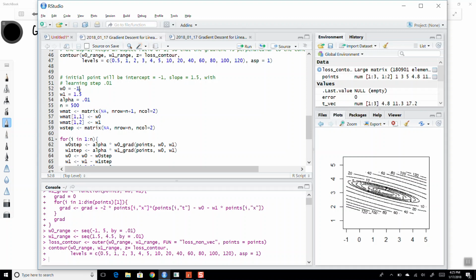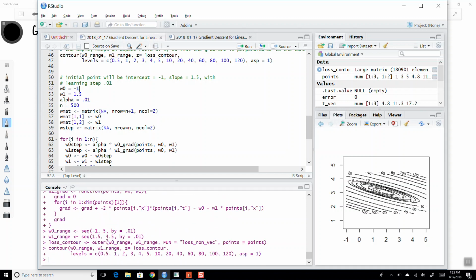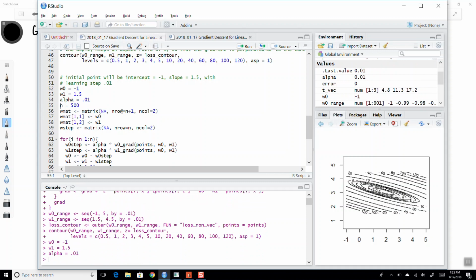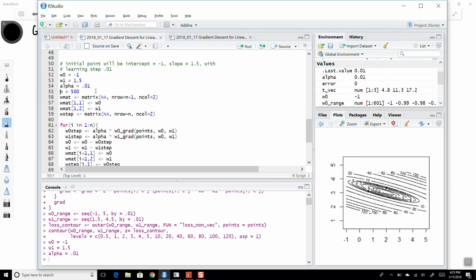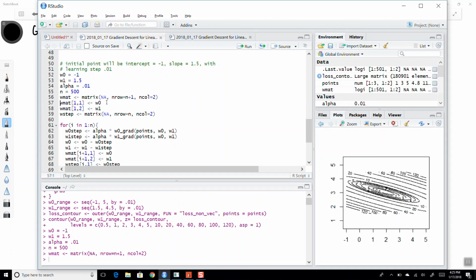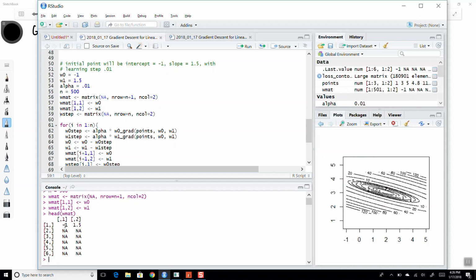Okay, and so here I'll start off with some initial point, -1 and 1.5. We'll start off with the intercept -1 and the slope 1.5. Keep in mind that the optimal value has an intercept of +1.8 and a slope of 3.1. So these are wrong, and I'm going to create a matrix to store all of my values. We're going to start off with an empty matrix. The first row in the matrix, if I just do head of the matrix, is our initial values of -1 and 1.5, and then everything else is missing, okay?